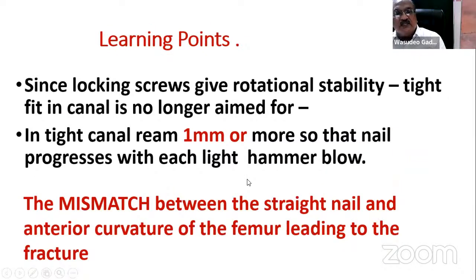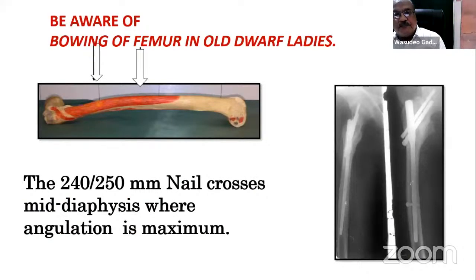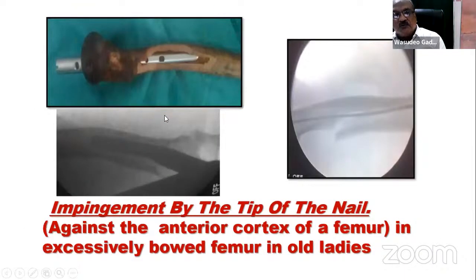So why? Learning point: since locking screws give rotational stability, a tight fit in the canal is no longer necessary. A tight canal means the nail progresses only with a light blow. The mismatch between the straight nail and the anterior curvature of the femur leads to the fracture. And you can see the 24 or 25 mm nail crosses the mid-diaphysis, and therefore there is impingement by the tip of the nail against the anterior cortex of the femur, which is excessively bowed in old ladies.